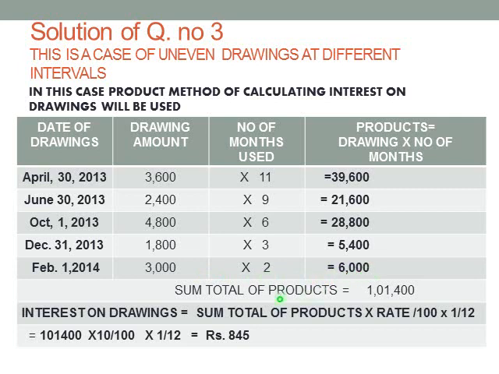Now according to the formula, we have to calculate the sum total of these products. So if you add all these 5 items, you will get 1,01,400. Let us apply the formula. The formula is interest on drawing is equal to sum total of products multiplied by rate upon 100 into 1 upon 12. This is the average period. So 1,01,400 multiplied by 10%. 10% is the rate of interest on drawing multiplied by 1 upon 12. This is the average period, and the interest on drawing will be 845.